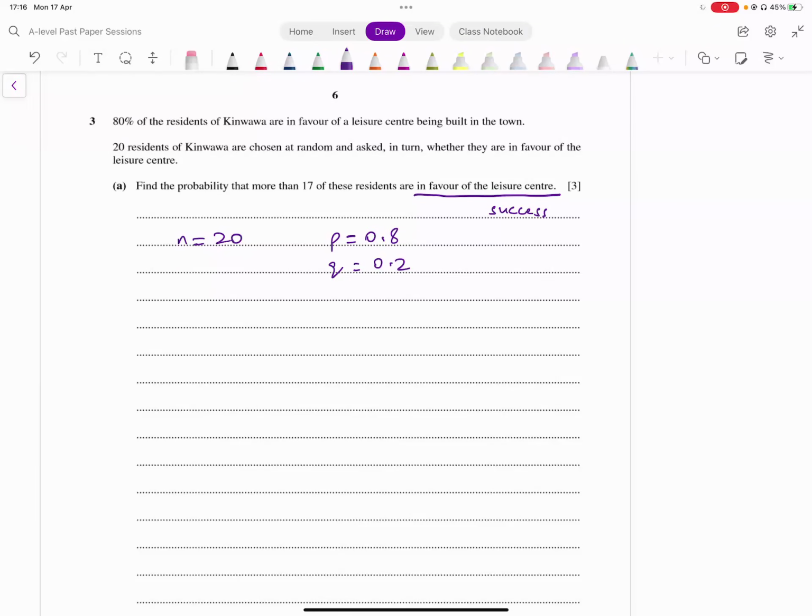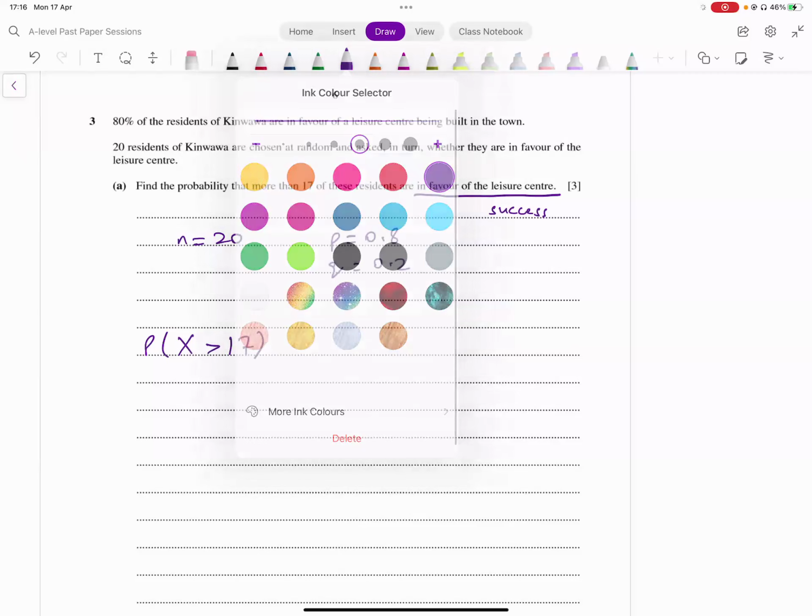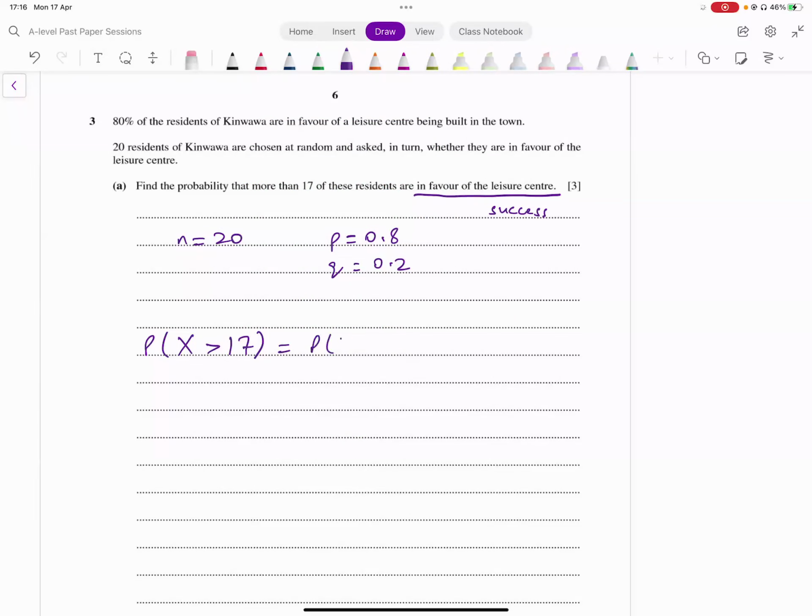आपको क्या करना है? Probability of having more than 17 successes. तो अगर आप एक वेरिएबल डिफाइन कर दें x, which represents the number of successes, you want more than 17 successes. That's what you're looking for. अब more than 17 successes का क्या मतलब है? Out of 20, you could either have 18 successes or 19 successes, or you could have 20 successes. These are the possible outcomes that you have.